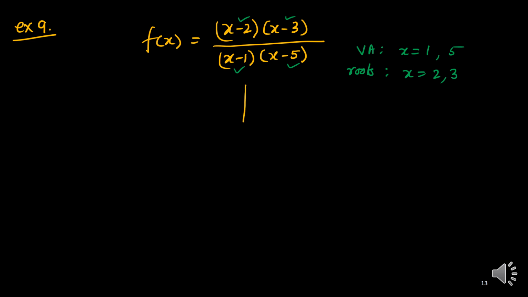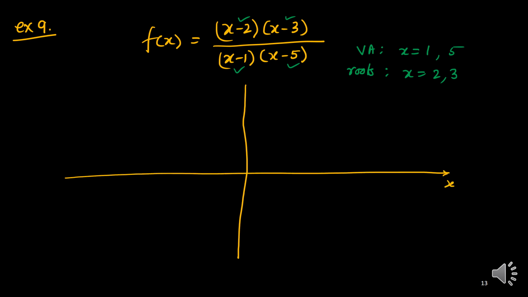So this is the y-axis, this is your x-axis. I need to put the points. This is 1, 2, 3, 4, 5. These are 5 sufficient points I have considered. Now where is the vertical axis? 1 and 5. I need to indicate that. At 1 there is one vertical axis, and at 5 there is one more vertical axis. And I have zeros at 2 and 3.